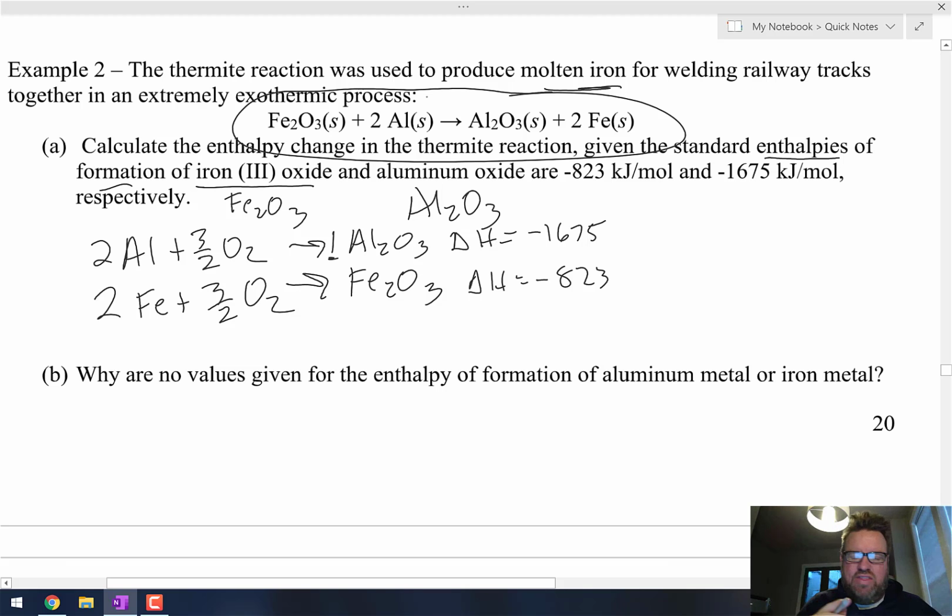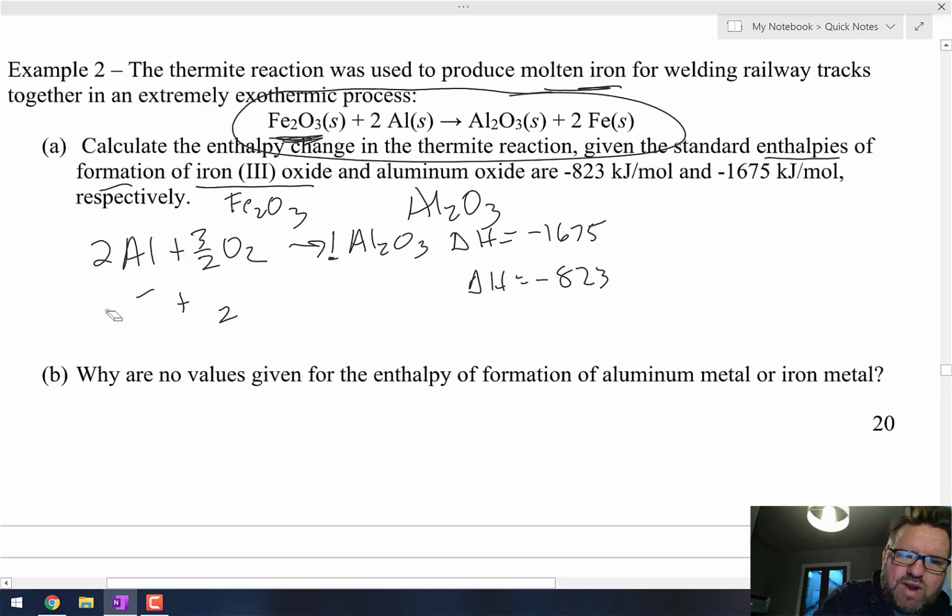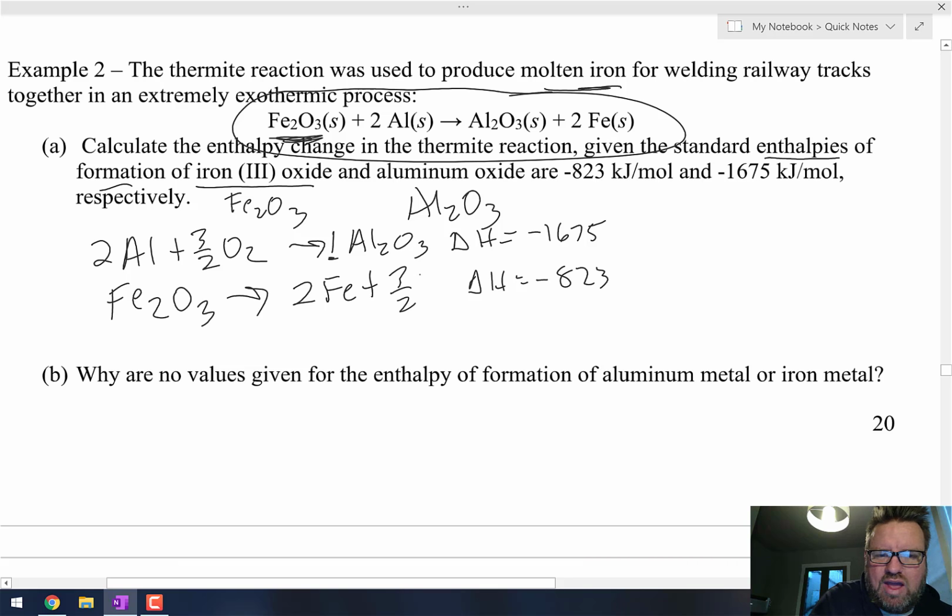Okay, and this one's a little bit simpler than even that first one. Notice that we need Fe2O3, but we need it as a reactant. And here we have it as a product. So what are we going to do? We're going to flip that equation. So we're going to make it, I'm just going to erase it and just write it the other way. So that's going to make it Fe2O3 becoming 2 Fe's plus 3 halves of an O2, and that makes it a positive 823.